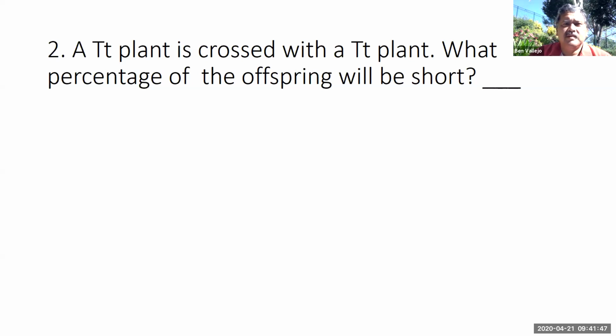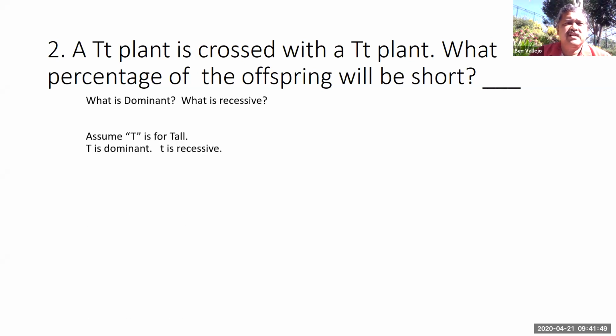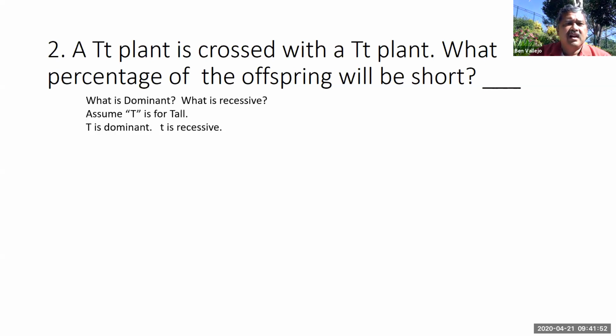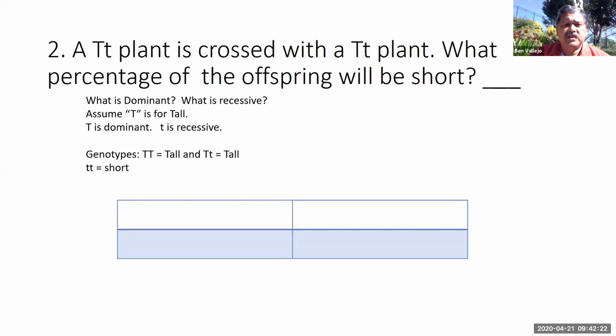So what percentage of the offspring will be short? Some of you already know the answer, but let's go ahead and work the problem out. We see that big T is tall and little t is short. That is from the previous question. And so there are our possible genotypes and what they would look like. We already know the parents are both going to be heterozygotes. So this is, again, a monohybrid cross with a 1-to-1 genotypic ratio and a 3-to-1 phenotypic ratio.